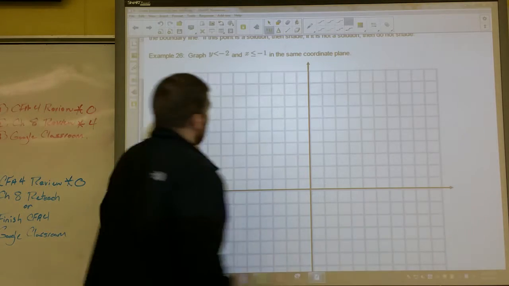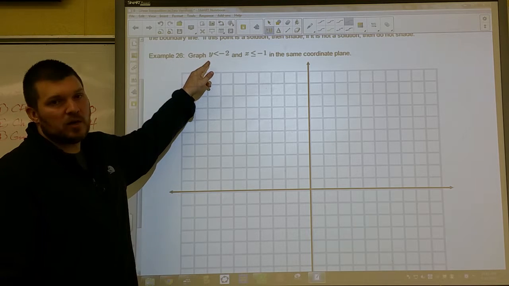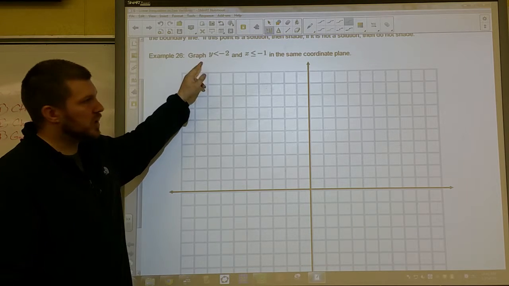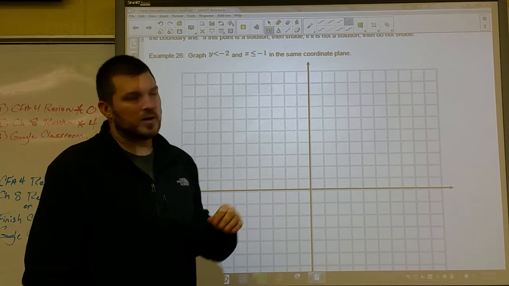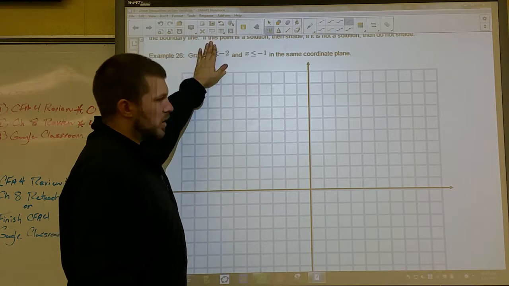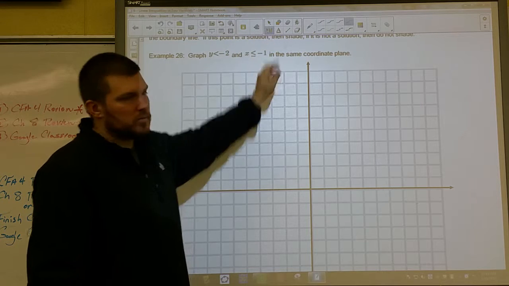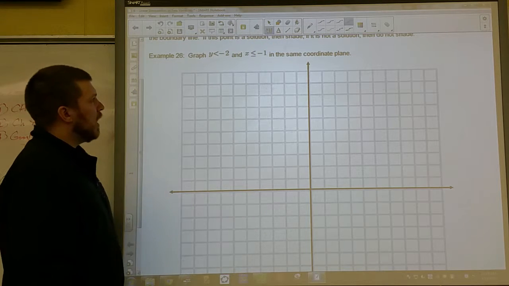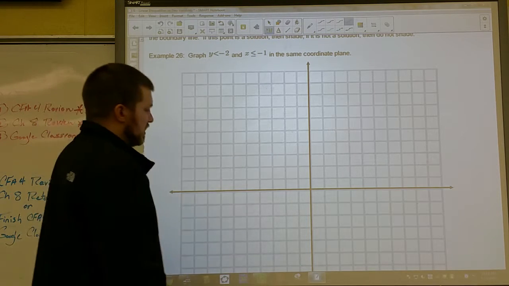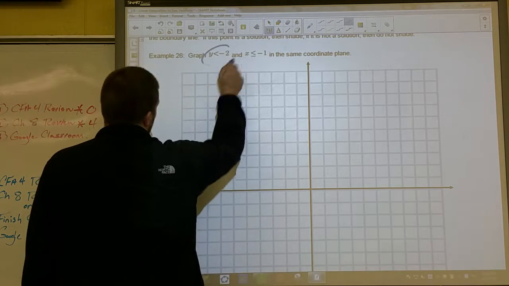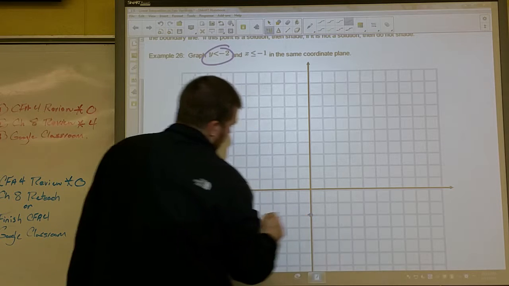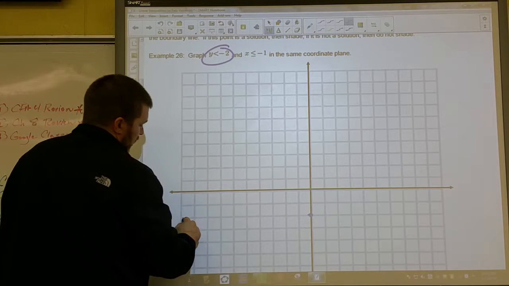A couple things you need to realize: if you see y, that's a horizontal boundary line. If you see x, it's a vertical boundary line. It's kind of the opposite of what you would think. Again, y is horizontal, x is vertical. Okay? So the line y less than negative 2 means it's a horizontal line. I'm going just down to negative 2. I'm going to do this one in blue. Here's negative 2, and it's a horizontal line that goes through that.